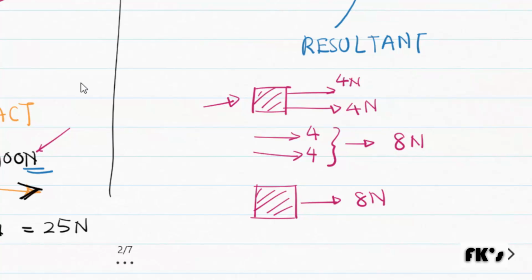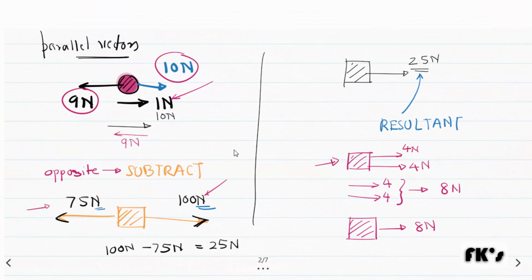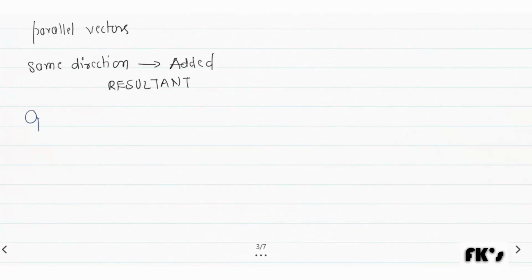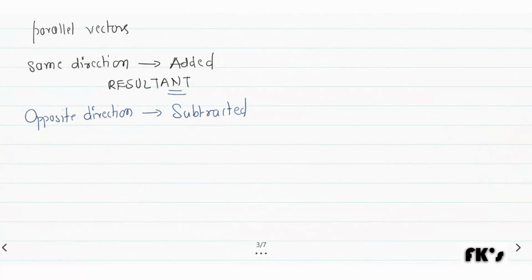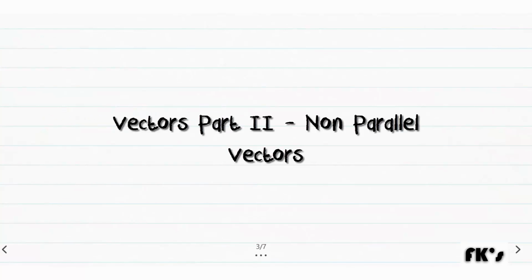I'll just write a summary on the other page. If I want to summarize the mathematics of parallel vectors: if the vectors are in the same direction, they have to be added to get the resultant vector. And if they are in the opposite direction, they have to be subtracted to get the resultant vector. So that's all about the parallel vectors that you have to remember.